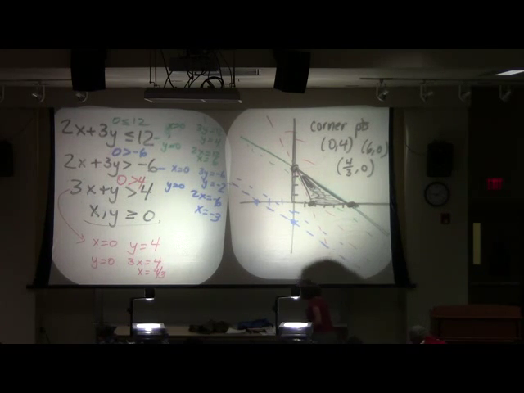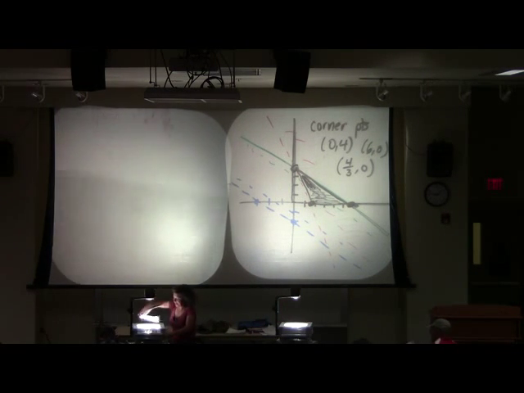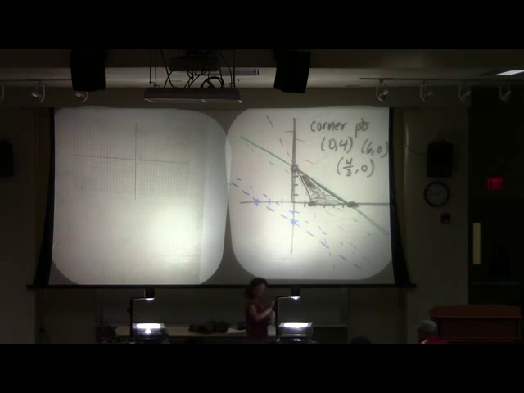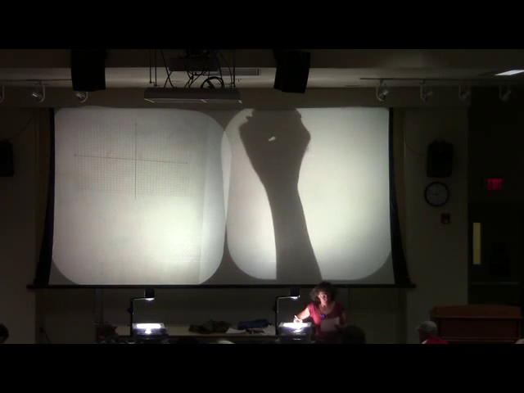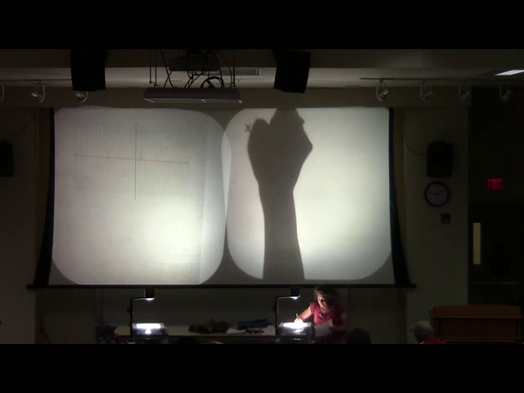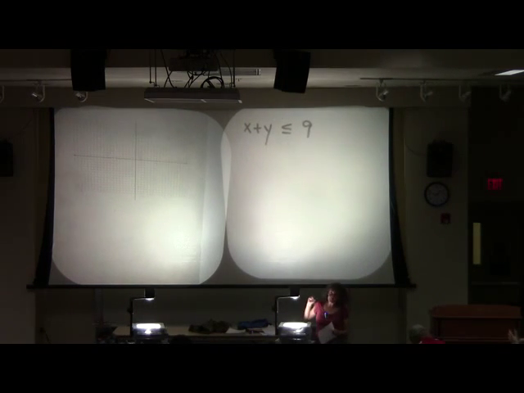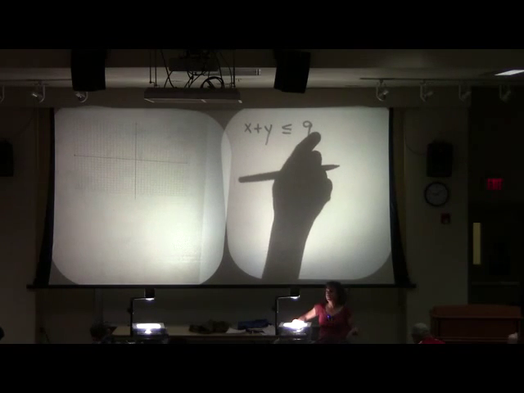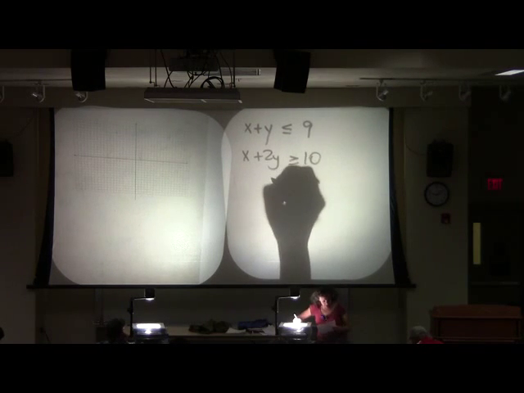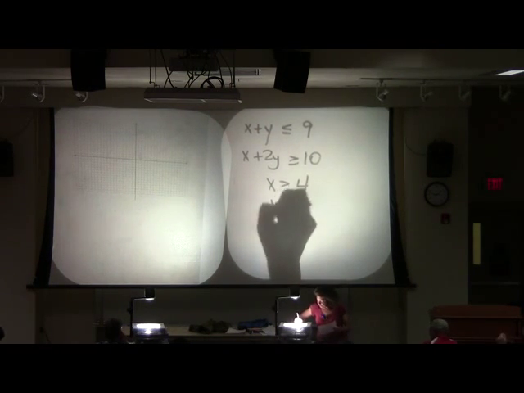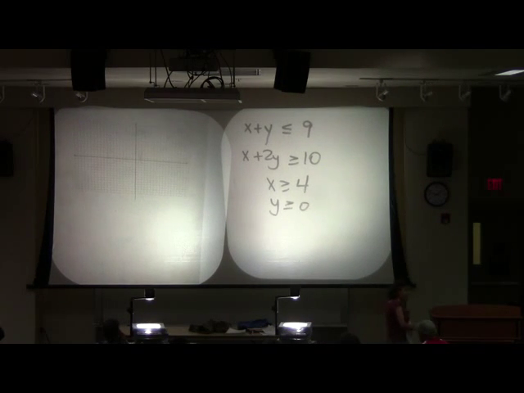Okay? So I have one more example that I want to do. And I'm even going to do it on graph paper. All right. Are you ready? Yeah. This is a really great one. I mean, I know they all are, but x plus y is less than or equal to 9. This is totally the reason why it's so great. X plus 2y is greater than or equal to 10. X is greater than or equal to 4. And y is greater than or equal to 0.